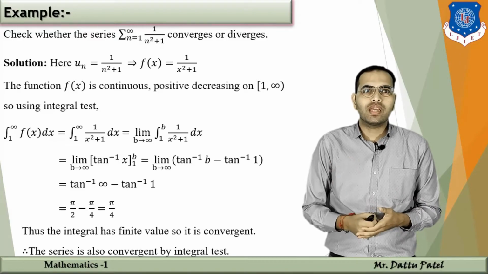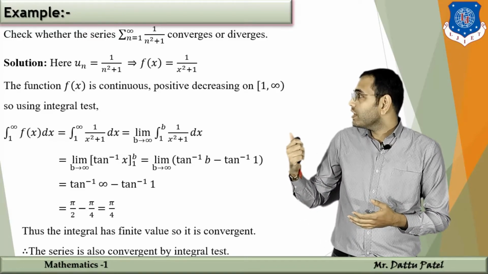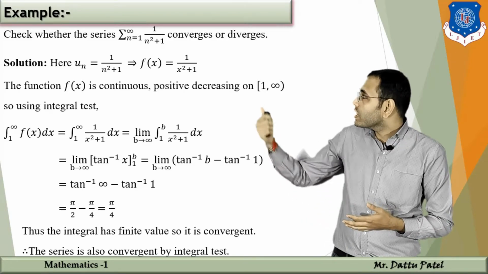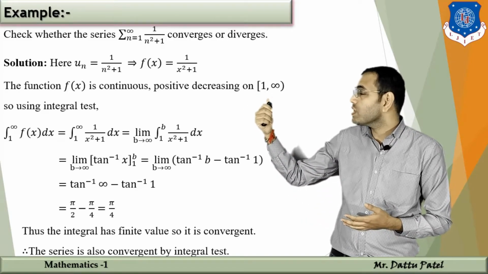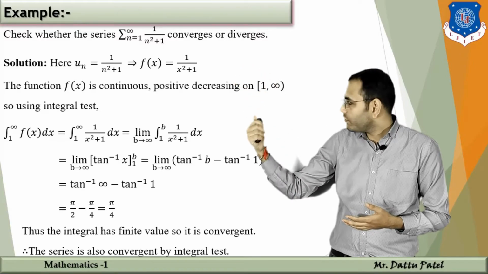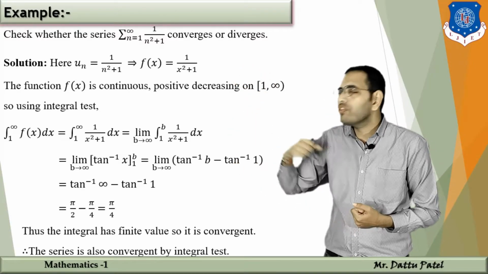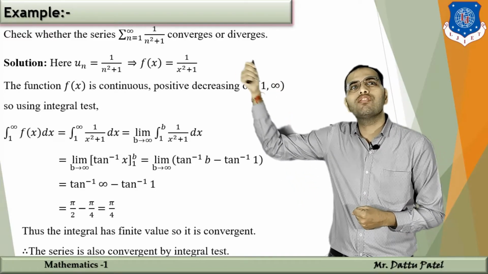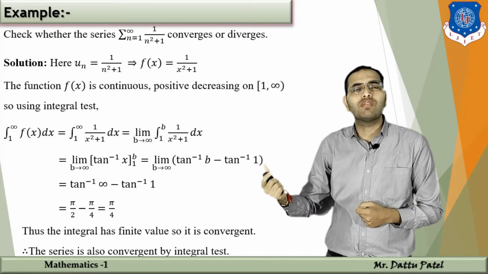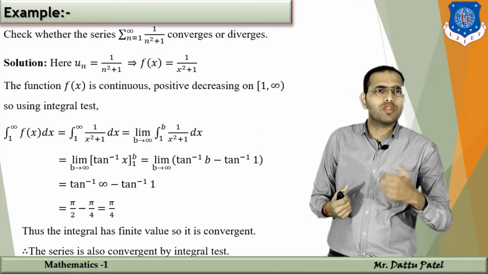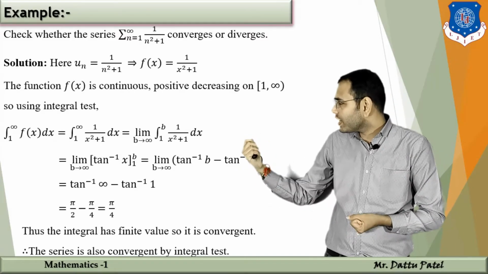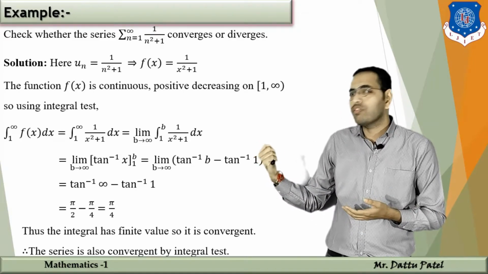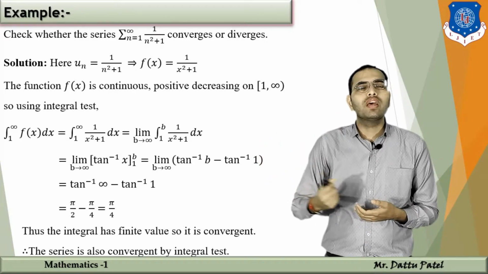Then with the help of the integral test, applying the limit interval 1 to infinity, here we have the range of summation which is 1 to infinity, then our integral range is 1 to infinity. Suppose we have the summation range 2 to infinity, then our integral range becomes 2 to infinity. Suppose 5 to infinity, then our integral range is 5 to infinity. Then here, integral of 1 to infinity 1 upon x square plus 1 dx.